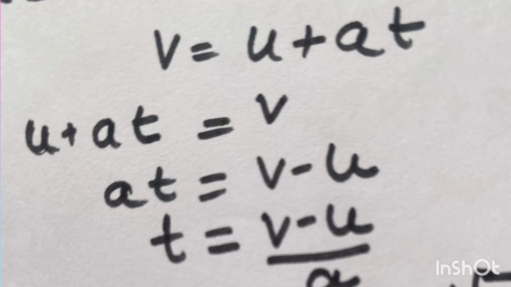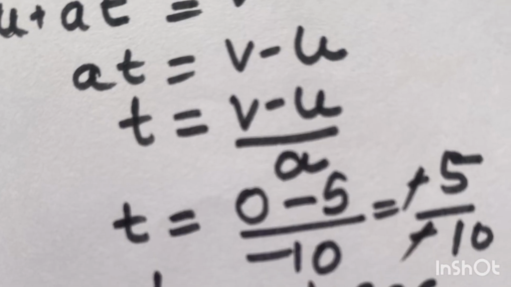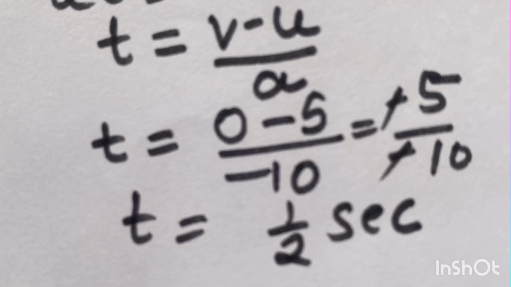To make calculation easy, write u plus at on the left hand side, that is equal to v. Now take u on the right hand side, so it will become v minus u. So from there you will get t equals (v minus u) by a. Substitute values, so we'll get t equals (0 minus 5) divided by minus 10, which is equal to minus 5 by minus 10. Therefore time equals half second.